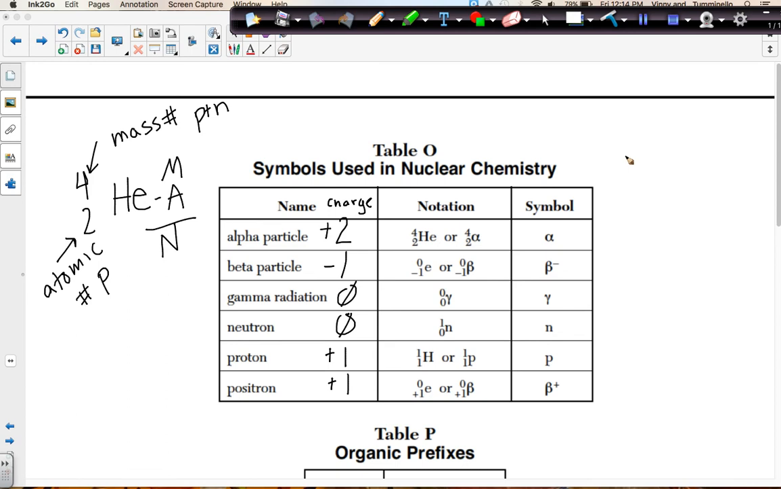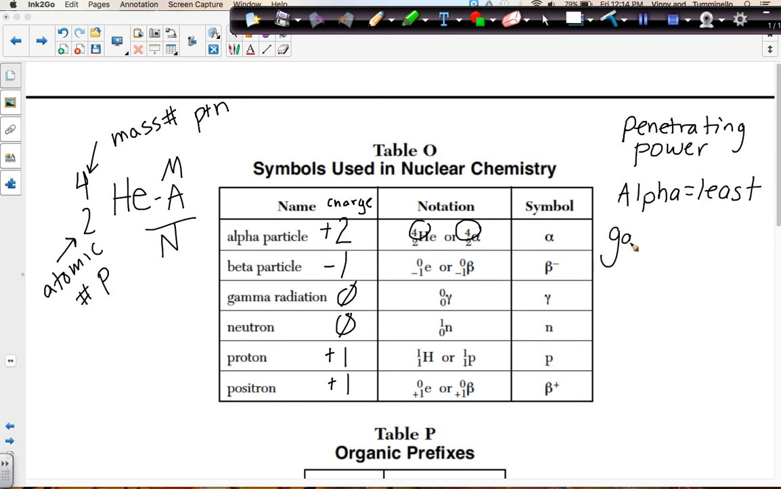If we want to talk about the penetrating power, alpha has the least. It has the most mass, so it can be stopped the easiest. Gamma radiation, which is really pure energy, has no mass and no charge. Gamma radiation has the most penetrating power.